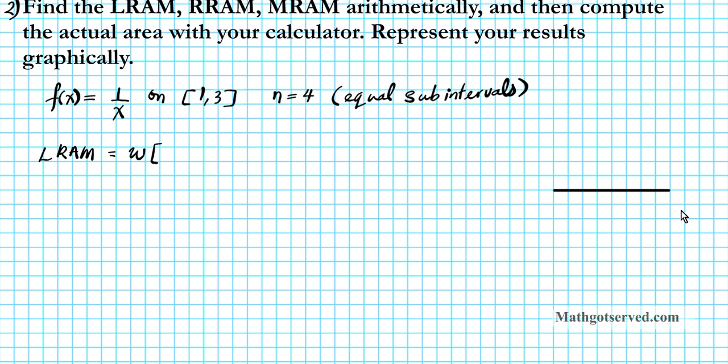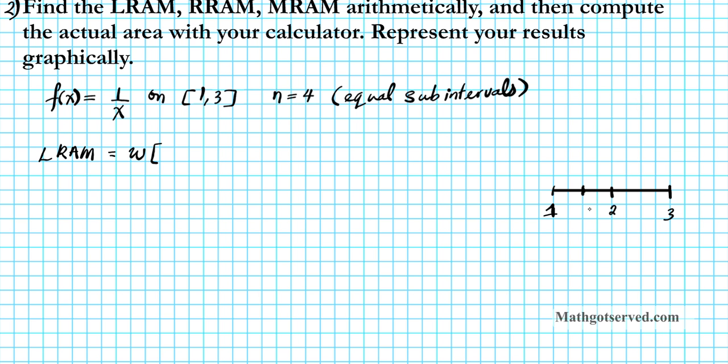All right, so it's imperative that we create a number line so we can identify what our inputs are for the LRAM, RRAM, and MRAM, okay? So we're starting from 1 and going all the way to 3. So this is 1, 2, 3. Now we need to break it into 4 sub-intervals of equal width. So I'm going to subdivide the interval between 1 and 2 down the center.